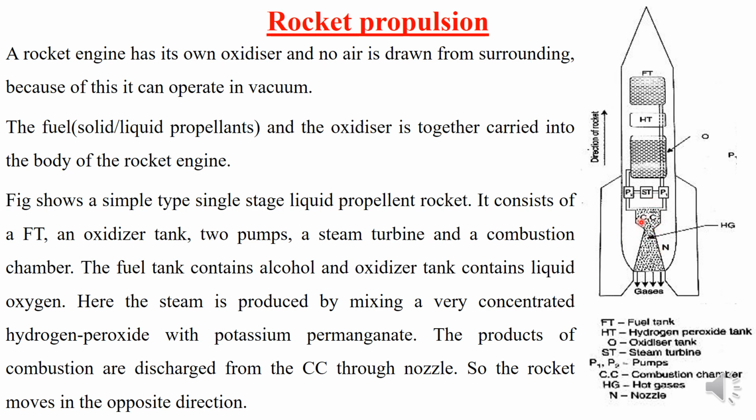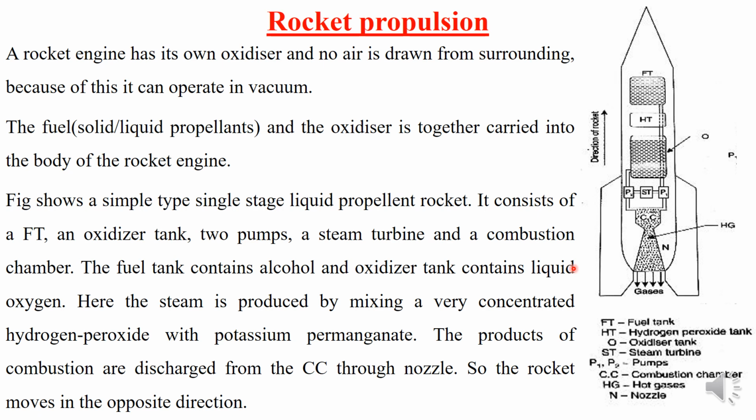The high pressure exhaust gas goes from the combustion chamber into your nozzle. The nozzle converts the high pressure into high velocity. The high velocity exhaust gas comes in this direction, and due to the high velocity it produces thrust in the opposite direction. Hence your object will move in the air. So this is how your rocket engine will work.